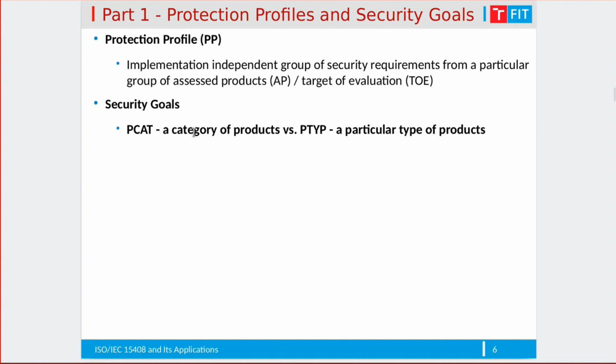Then security goals contain two types of targets, a category and a particular type of product, and each of them has its own parts, like the environments and particular goals of the security functions, and some parts are common for both of them, while some parts are associated with just one particular type of product.